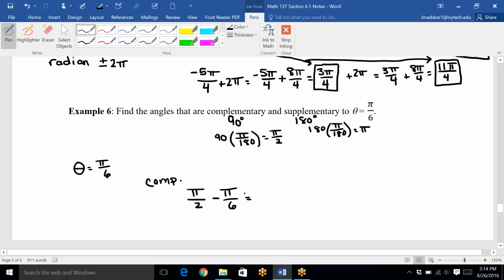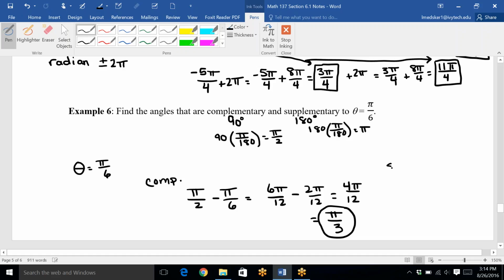We're going to need a common denominator, so we're going to multiply this fraction by 6 over 6, this one by 2 over 2. That would make this 6 pi over 12 minus 2 pi over 12, which is 4 pi over 12. And if we reduce that down, that would divide both by 4, so that would be pi over 3.